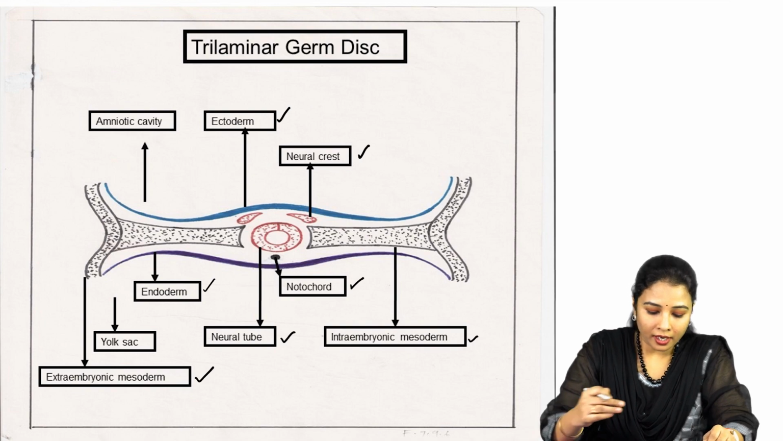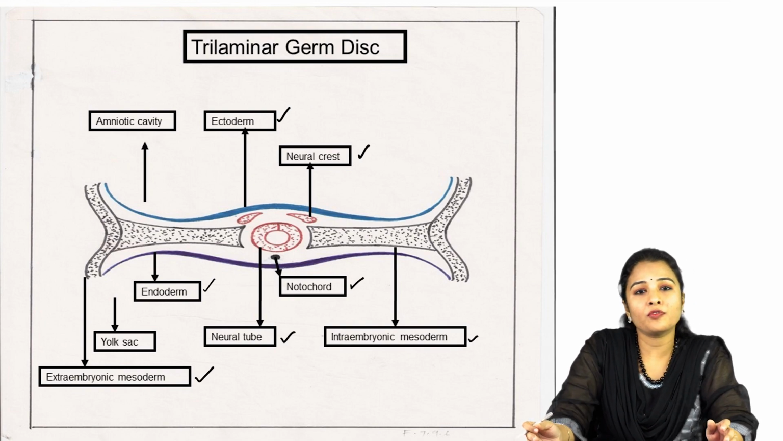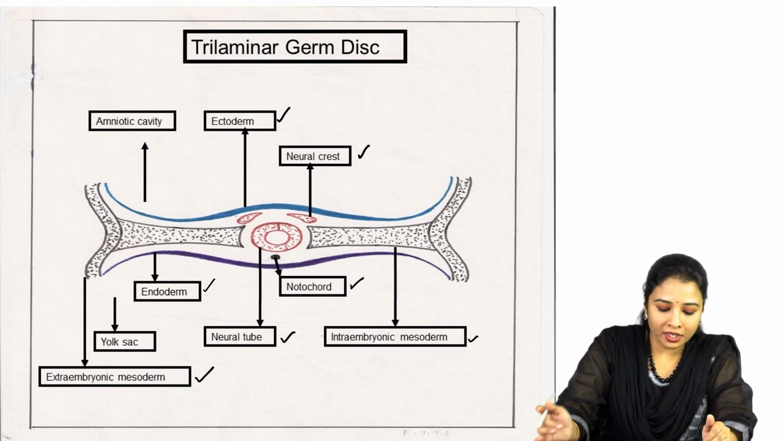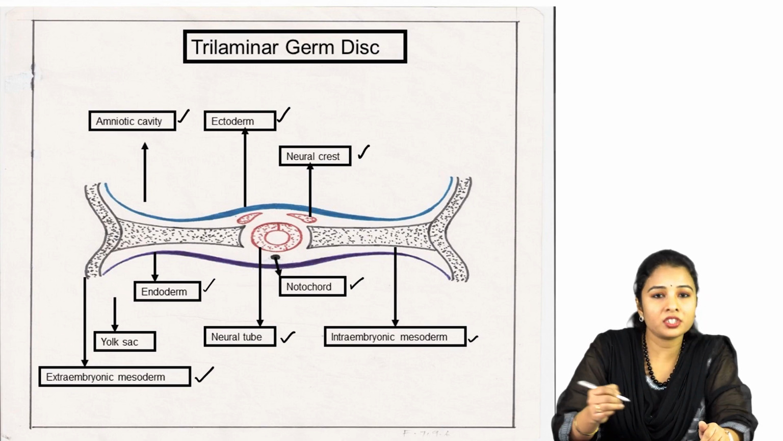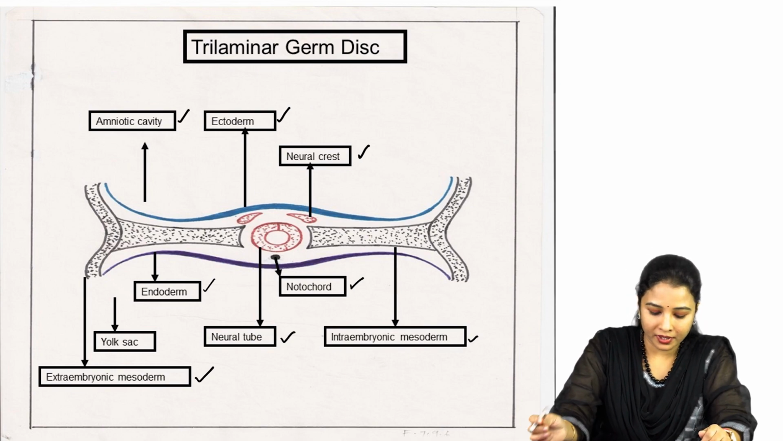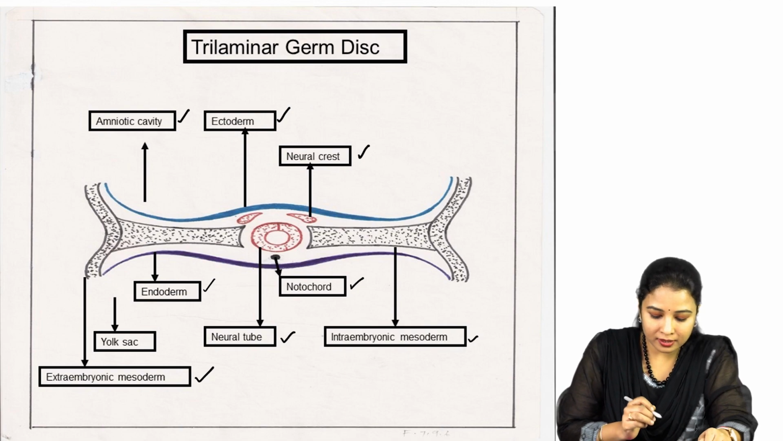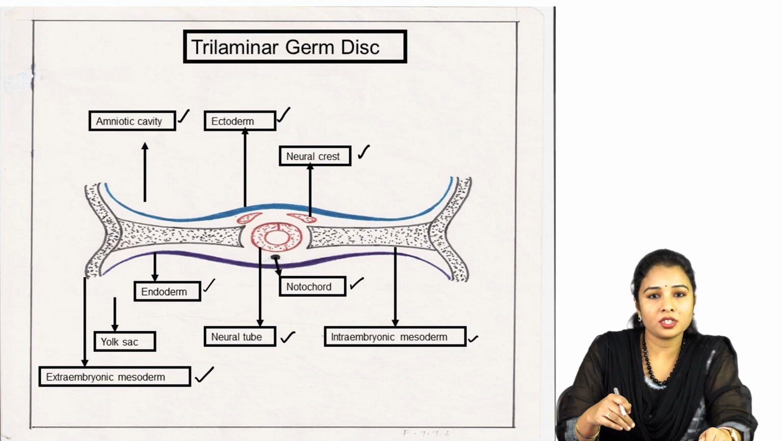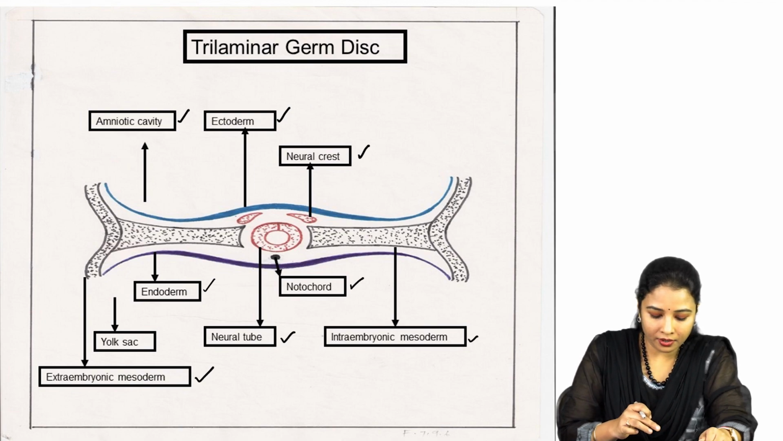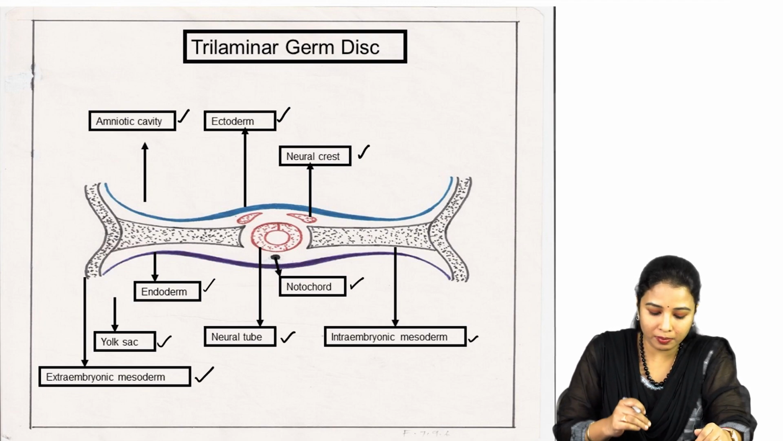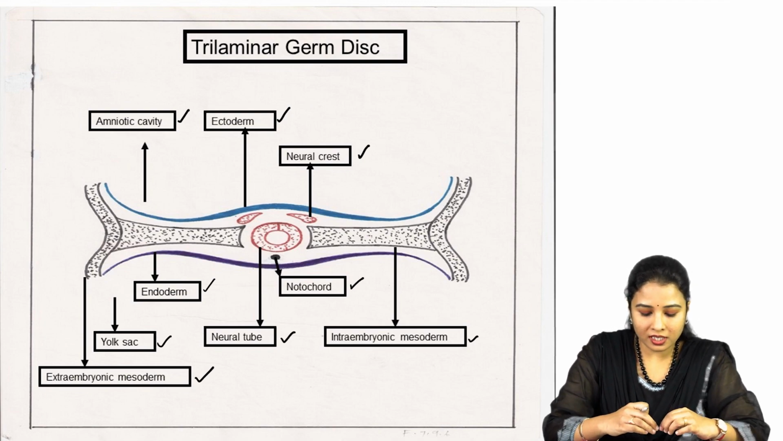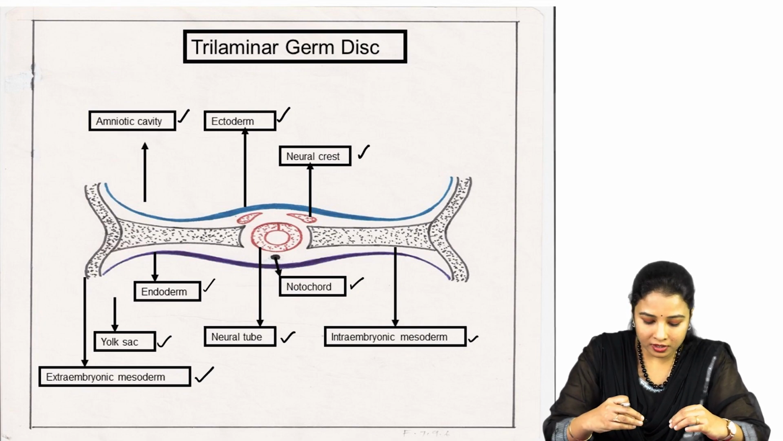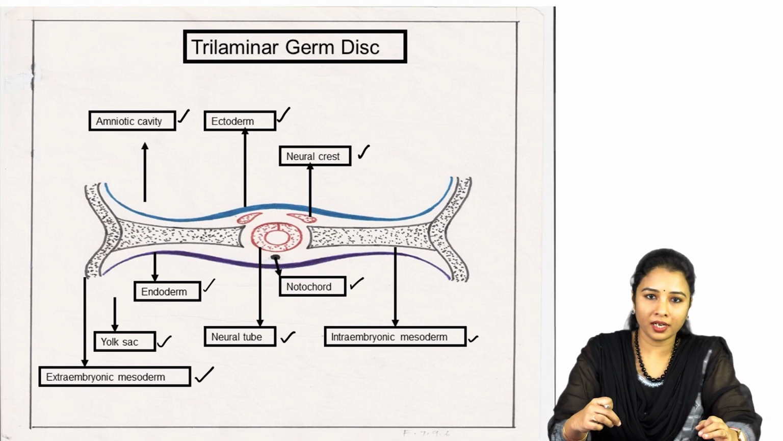The cavity above the ectoderm, where the ectoderm forms the floor of the cavity, is called the amniotic cavity, which contains amniotic fluid. The cavity present below the endoderm, where the endoderm forms the Heuser's membrane and the roof of the yolk sac cavity, is the yolk sac cavity. The section is taken coronally just to expose the three germ layers.